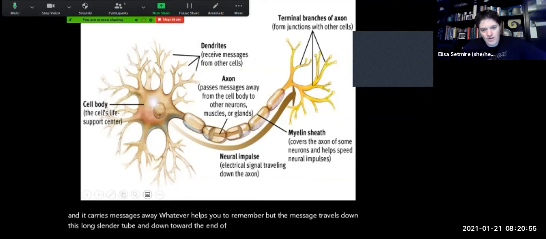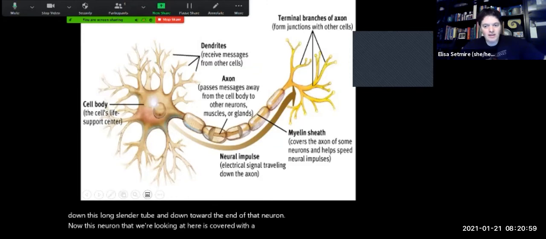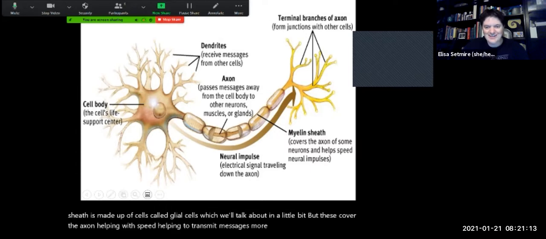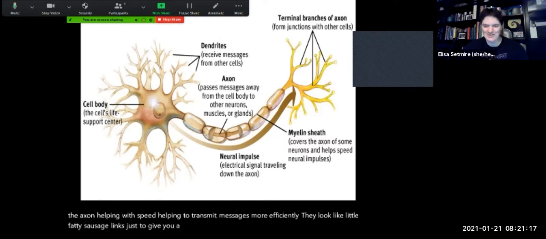Now, this neuron that we're looking at here is covered with a myelin sheath. The myelin sheath is made up of cells called glial cells, which we'll talk about in a little bit. These cover the axon, helping with speed, helping to transmit messages more efficiently. They look like little fatty sausage links, just to give you a little breakfast food reference there.